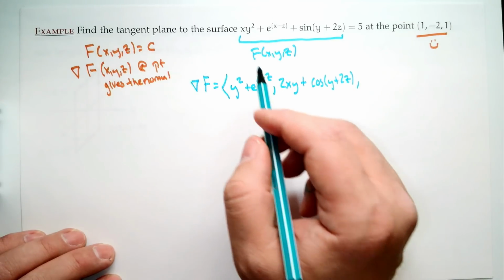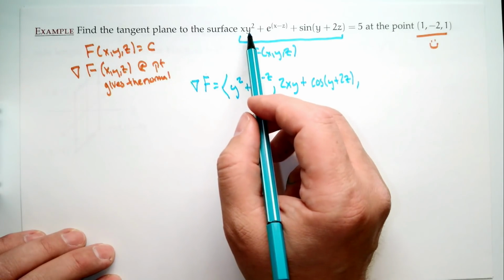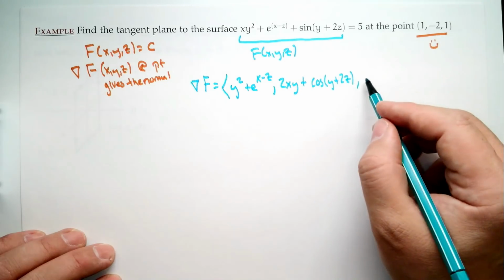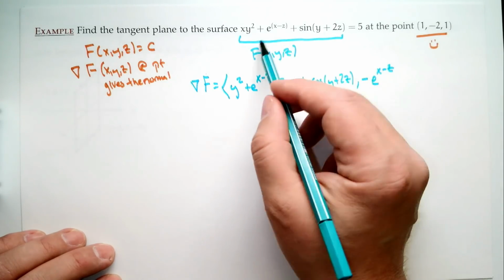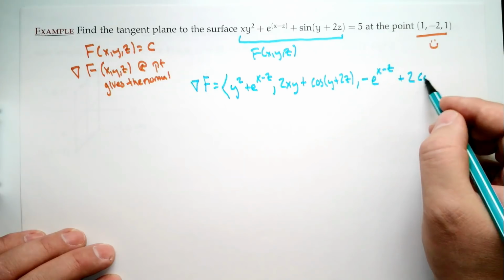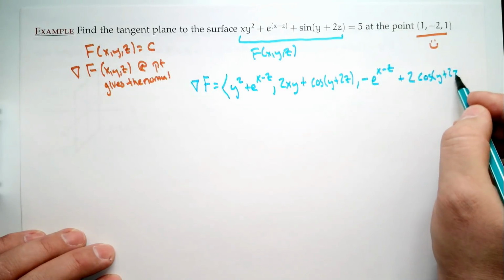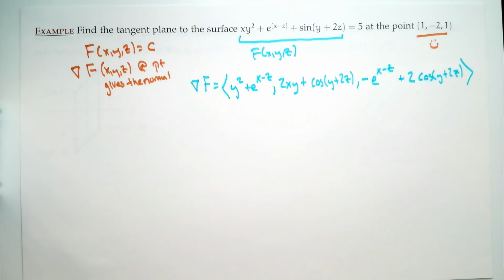Go to our last term, derivative with respect to z. No z in the first. Here, derivative with respect to z, you're going to have a minus, and the minus is going to come from the chain rule, because there's going to be a minus in front. And then the second one will be plus 2 cosine of y plus 2z. Again, the 2 comes from the chain rule. Okay, so there's our gradient.